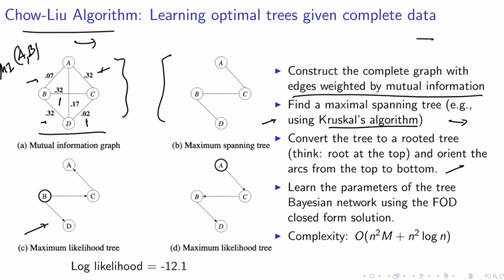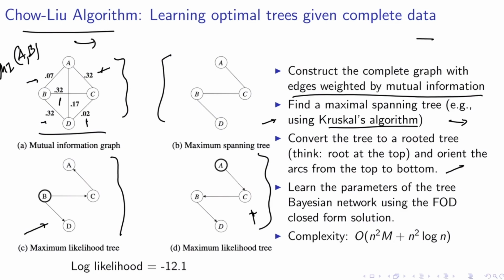Okay, similarly, if I choose A as the root, I can draw it as a rooted tree, right? A is the root, A goes to C, C goes to B, and B goes to D, right? So the arrows will be like that, and I'll get the Bayesian network which looks like that. Then you can select any one of these networks, it doesn't matter. The log likelihood score on both these networks will be the same.